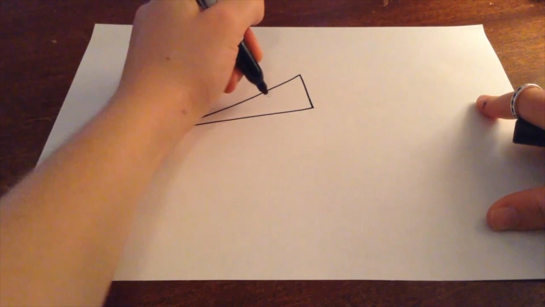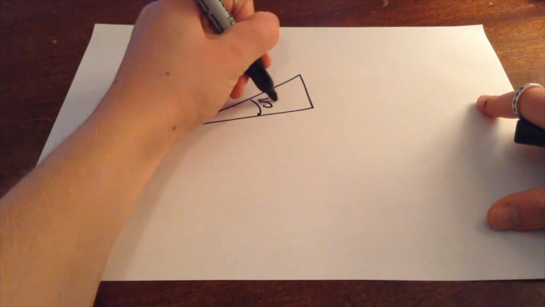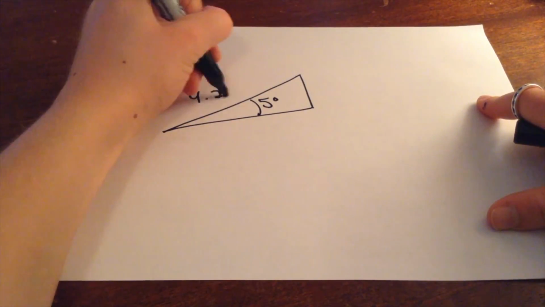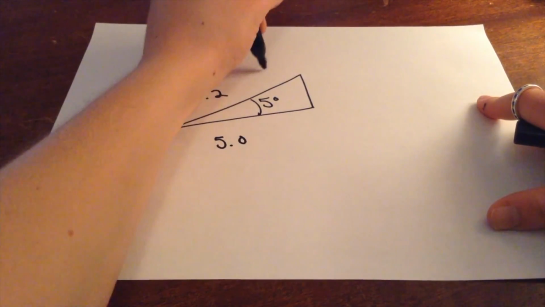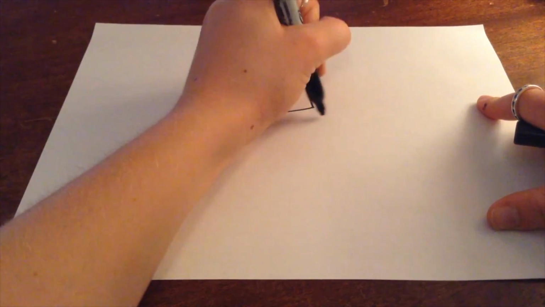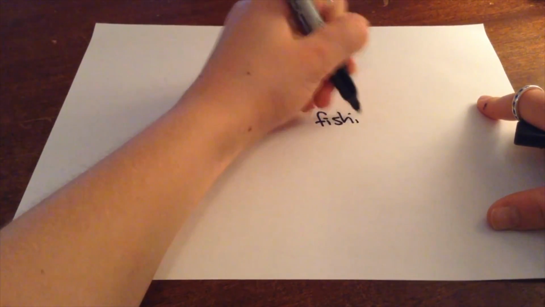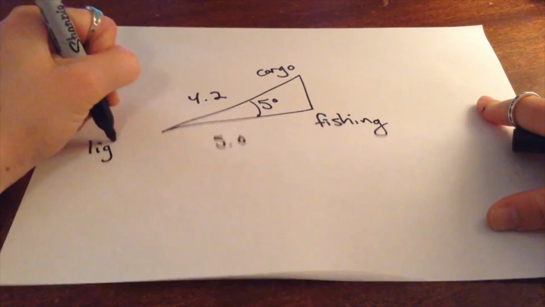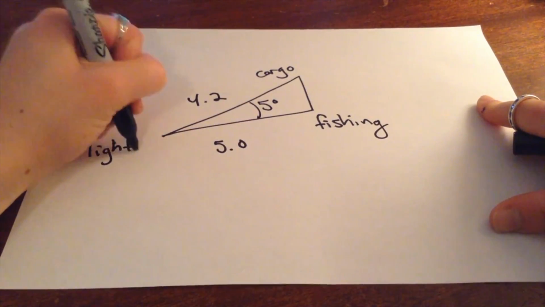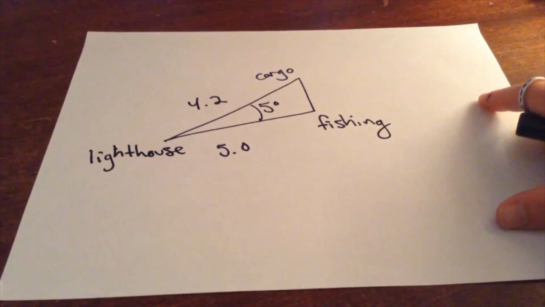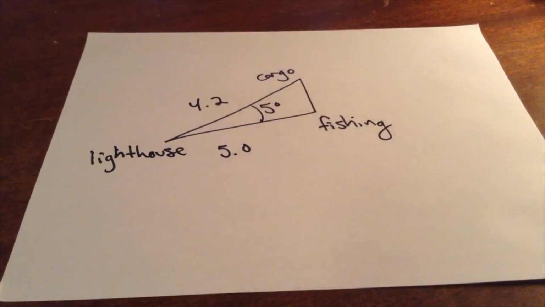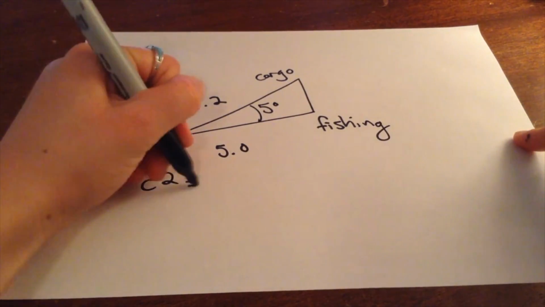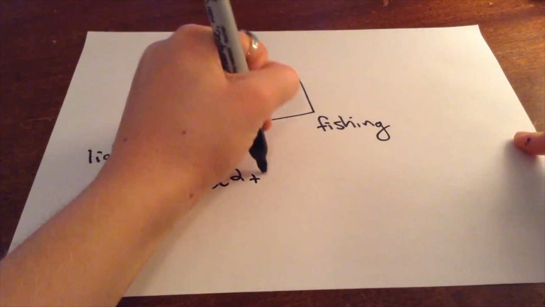So this is 5 degrees, 4.2. So cargo ship, fishing boat, and then, oops, this is the lighthouse. So, and then I'll also write out the law of cosines because you should use that.